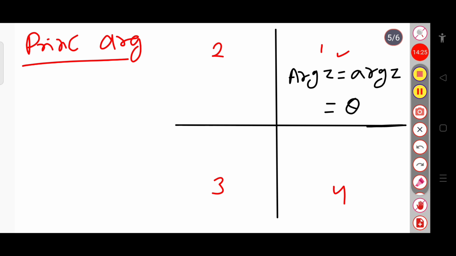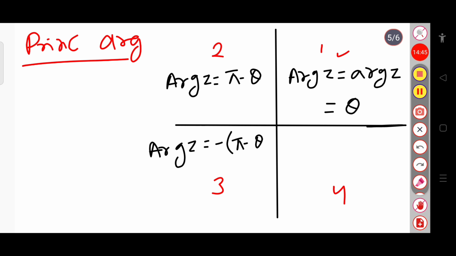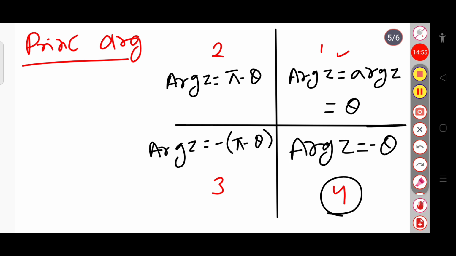Similarly, if theta lies in the second quadrant, then the capital argument of z will be equal to pi minus theta. If it lies in the third quadrant, then the capital argument of z is minus of pi minus theta. And if it lies in the fourth quadrant, then the capital argument of z will be equal to minus theta. Clear? This is important. This is your first, second, third and fourth quadrant.